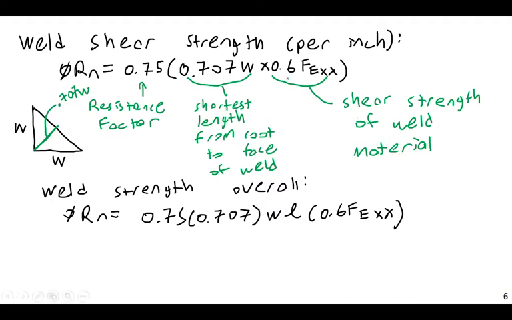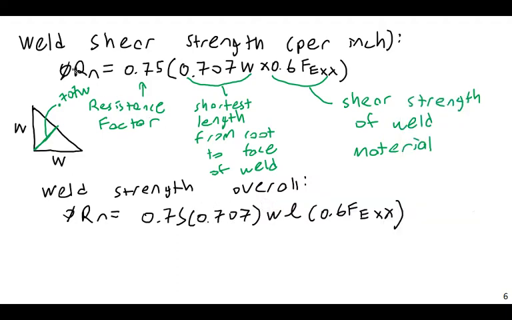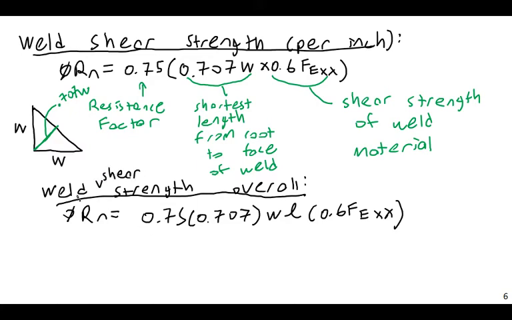Okay, and again we use 0.6 because FEXX is going to be the capacity of that filler material in tension. And we multiply by 0.6 to transform it into its capacity in shear. So that's how we calculate the weld shear strength. Next we want to look at the base metal. So weld shear strength per inch and weld shear strength overall. And I should probably put a shear there. Weld shear strength overall. The only difference between this one and this one is I've added an L, which would be the overall length of the weld.